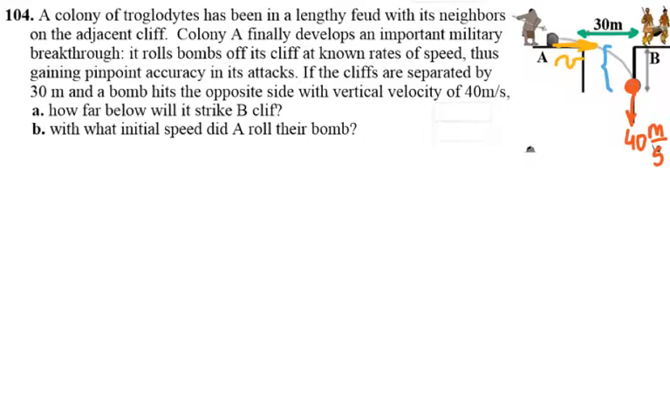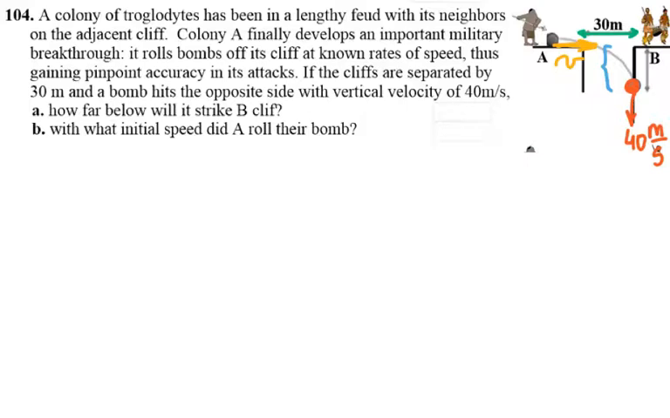So at first, I'm gonna look this way. The vertical velocity is 40 meters per second. That means it has been falling down for 4 seconds, because vertically it accelerates at 10 meters per second each second. So I know that if I'm gonna use some of the formulas.